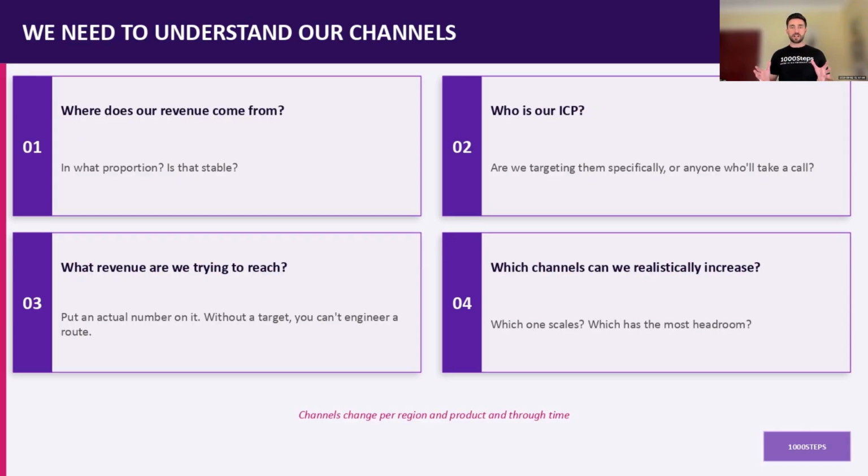So we need to understand our channels. And there's a few questions we can ask ourselves around that. Where does our revenue come from right now? Are there particular channels that generate more of our revenue? There's likely to be. Is it one channel? Is it 2 or 3 channels? In what proportions is that revenue coming from each different channel? And is it stable?